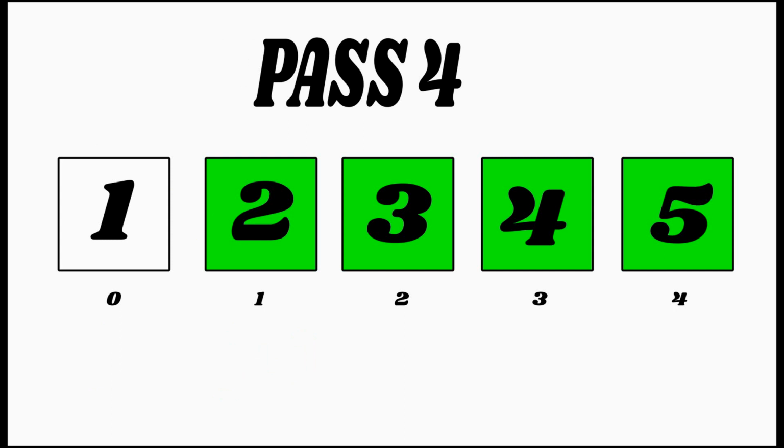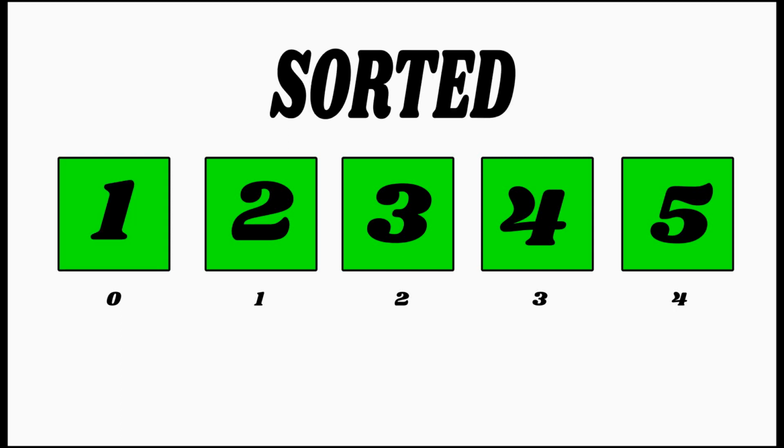At the end of pass 4, we can see that the element at index 1 is sorted. Now we just have one unsorted element left, which is at index 0. And since there is just one unsorted element, we can consider that to be sorted too.